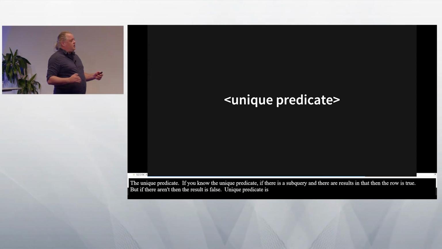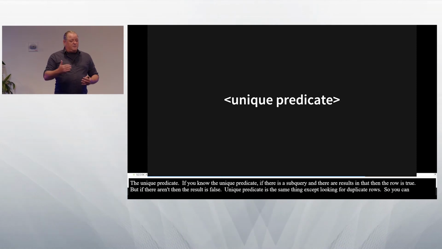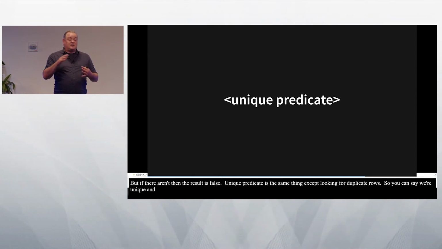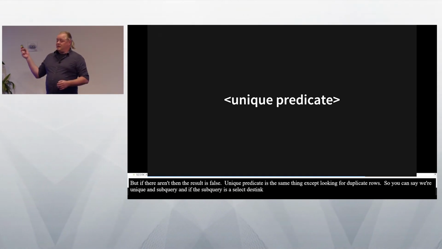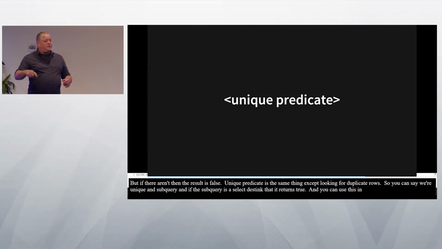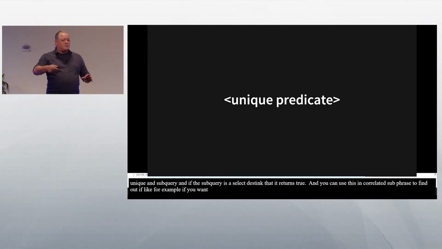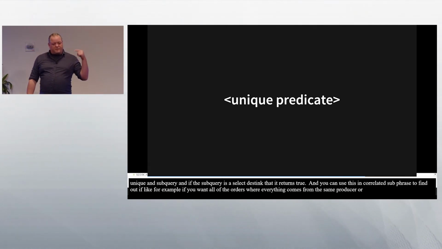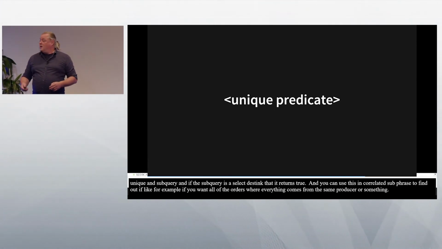You can say where unique and then a subquery, and if the subquery is basically the same as a select distinct of that same subquery, then it returns true. And you can use this in correlated subqueries to find out, for example, if you want all of the orders where everything comes from the same producer or something. You just say where unique and then reference the producer, and if they're all the same producer, then the query comes out. If they're not, they don't. Or the other way around.